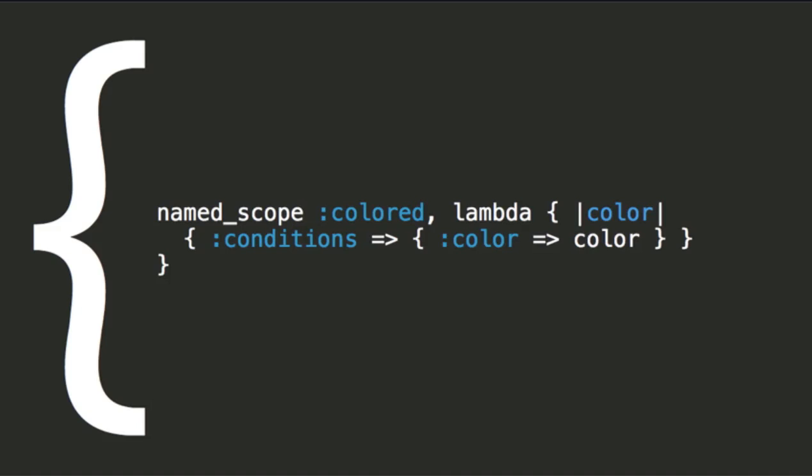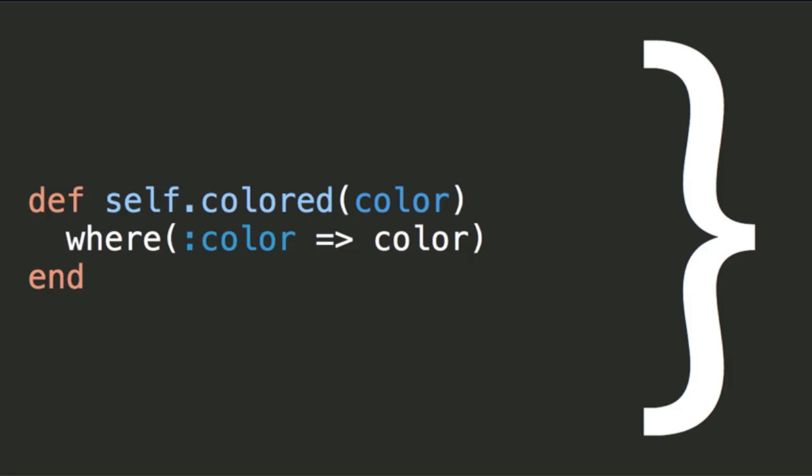Additionally, a named scope that uses a lambda, so named_scope :colored, and then you provide a lambda. The easiest way to convert this to proper Rails 3 syntax is to use a class method, self.colored, and again, you use the exact same syntax as you would have used before in the query. So that's one of the really nice things about the way scopes work in Rails 3, that the syntax is always the same no matter what you do.